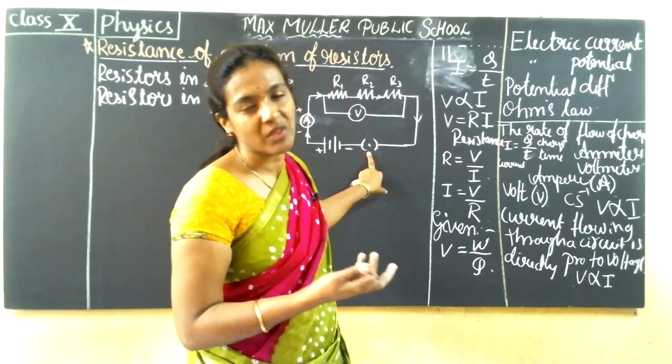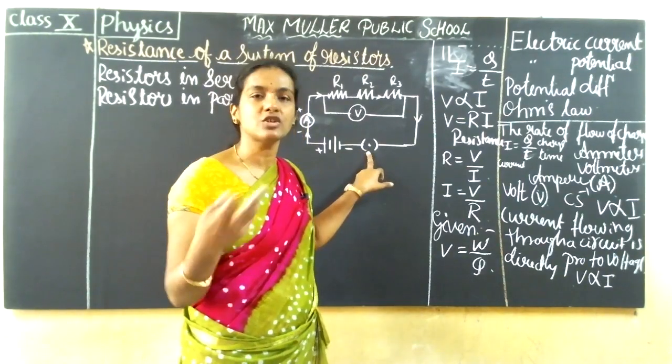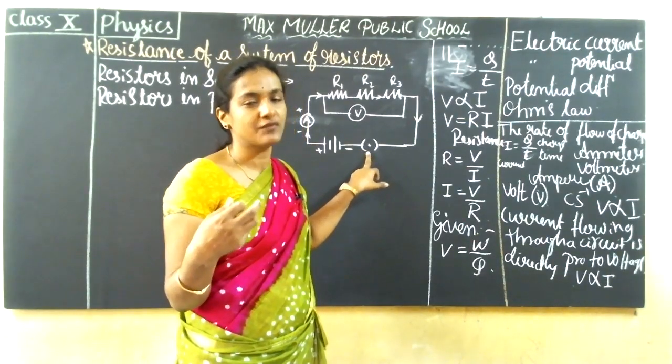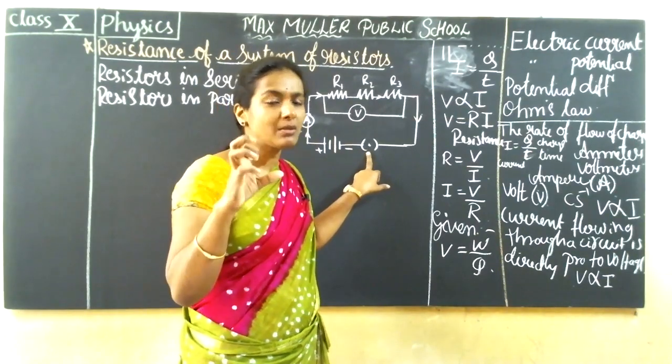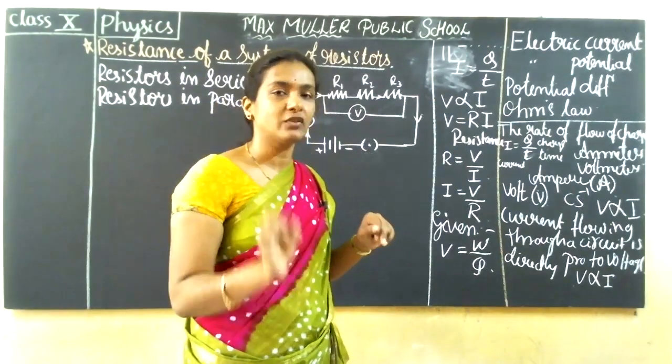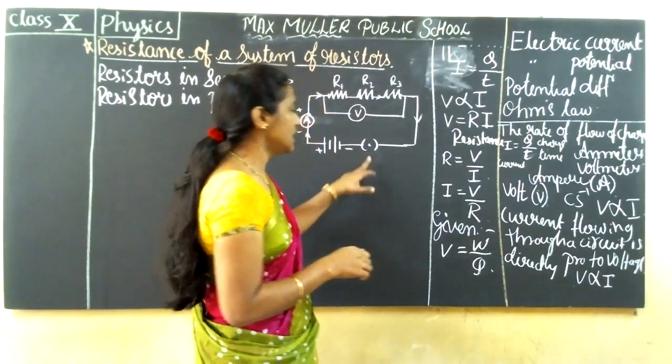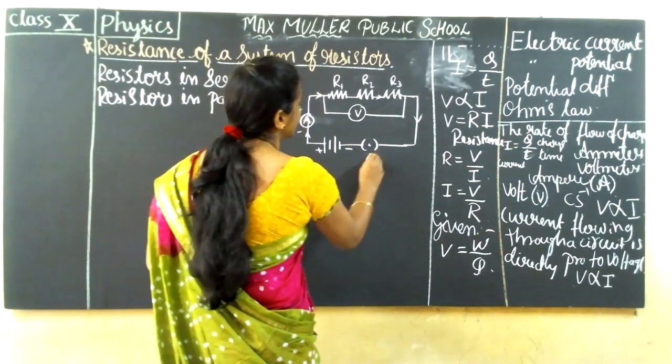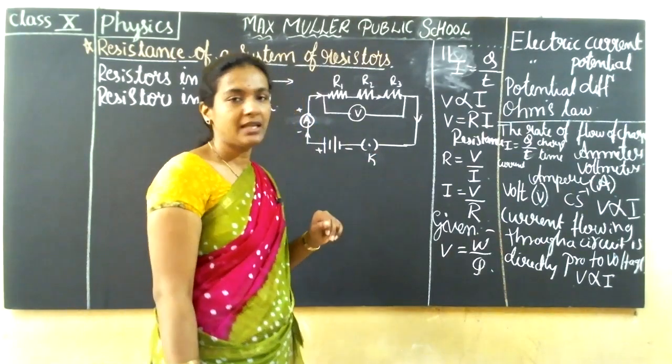Electricity is a controllable energy, as I told you in a previous class when giving the introduction of this lesson. It means whenever you want, you can use it, and whenever you don't want, you can turn it off. So here obviously we need a key.